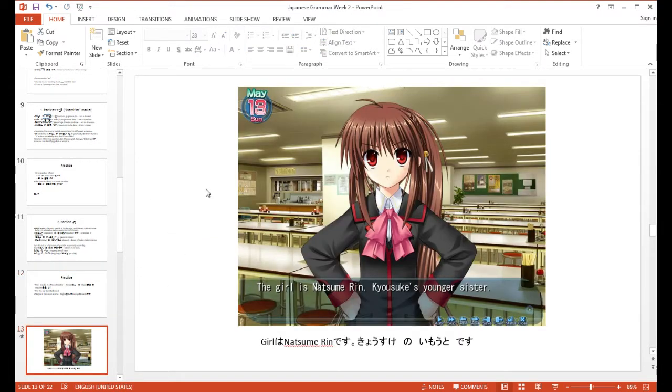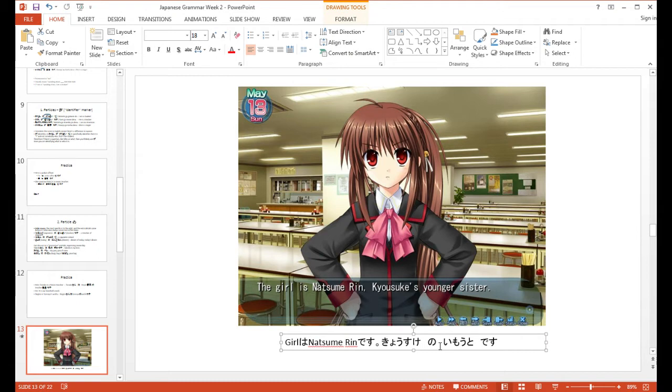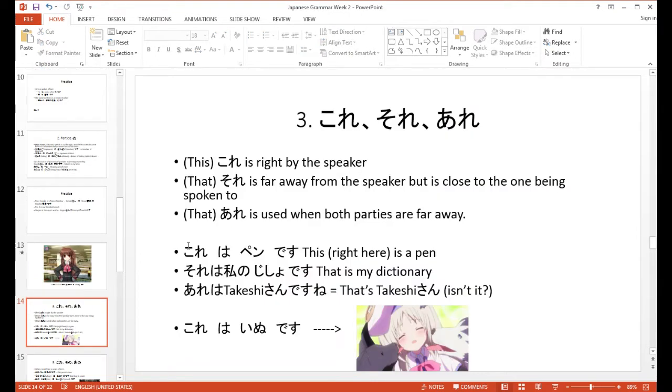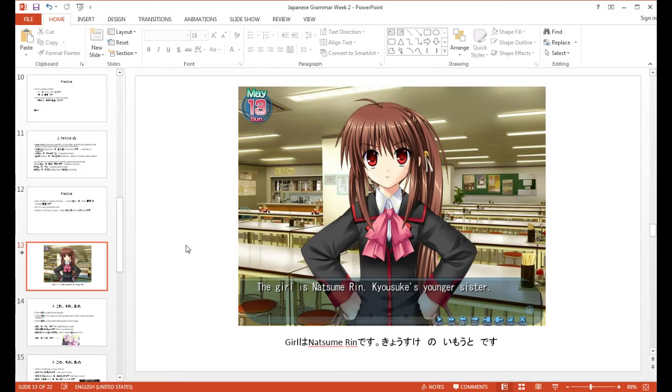Let's do one more. The girl is Natsumi-rin. Okay, girl wa Natsumi-rin desu. Kyosuke no imoto desu. Alright, is everything clear? I hope everything is clear. So that's particle wa, particle ga, and particle no.